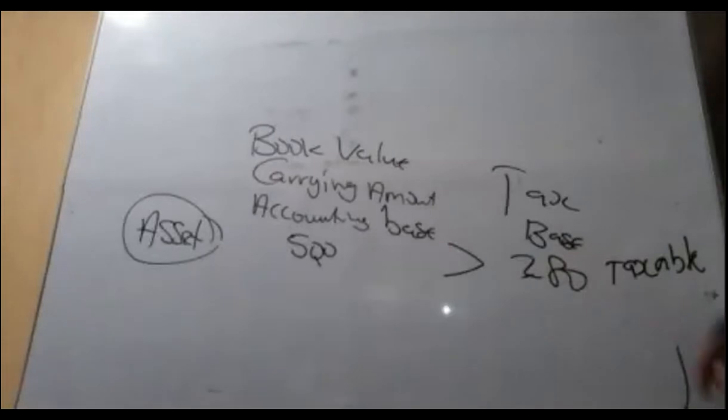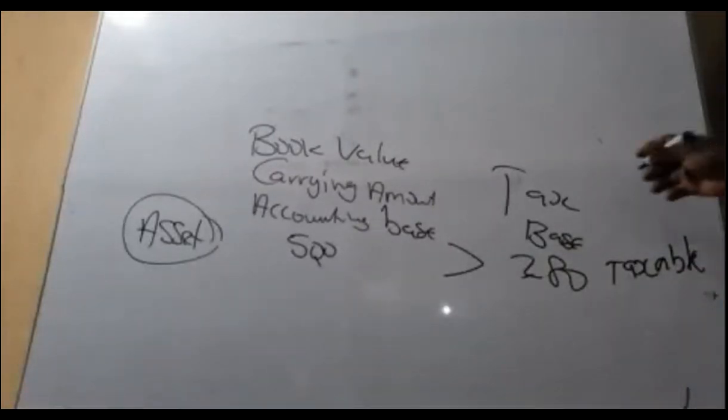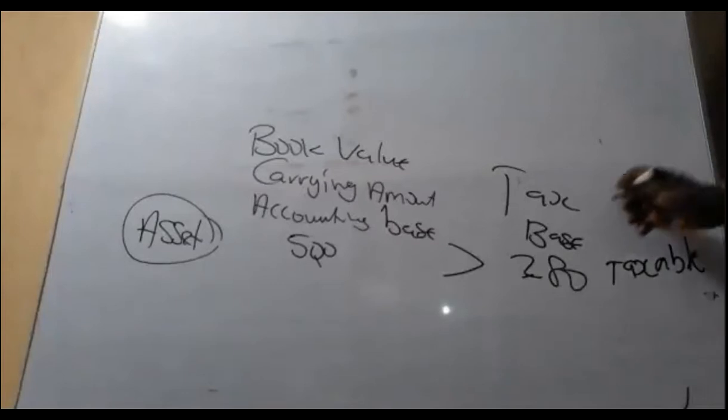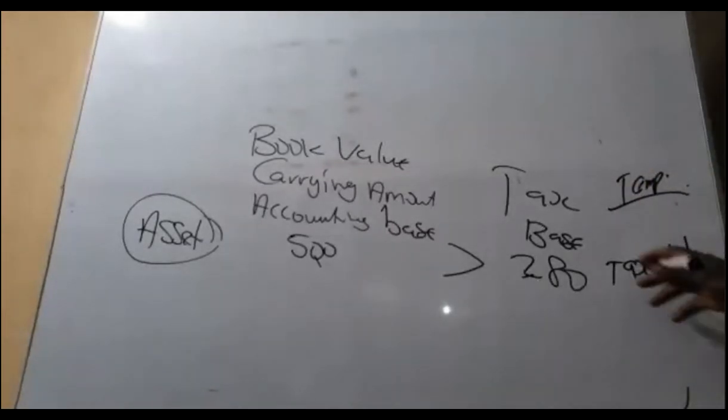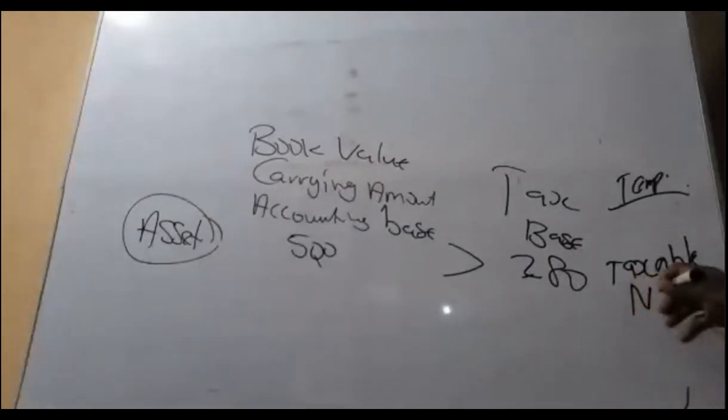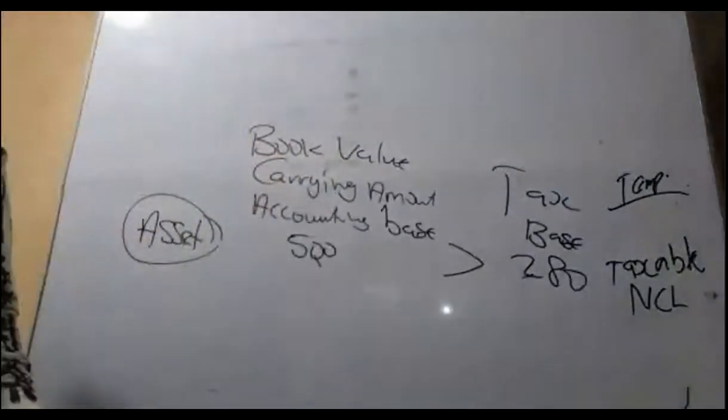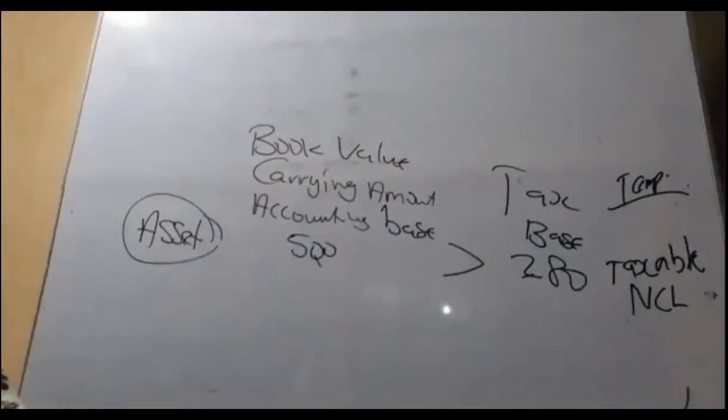The reverse is true. A taxable temporal difference means a non-current liability. So in that instance, the balance carried down of the deferred tax must be stated as non-current liability. We call it deferred tax liability in the financial statement. So that is it. Good. Now the reverse is true. Book value, carrying amount, tax base.